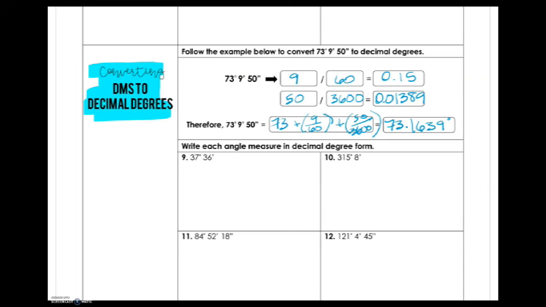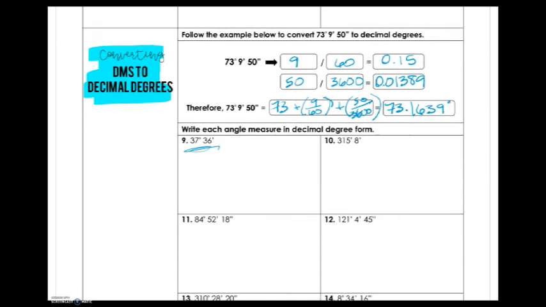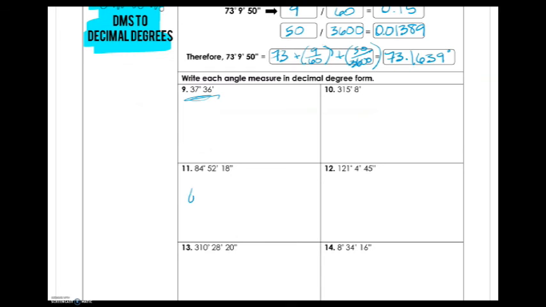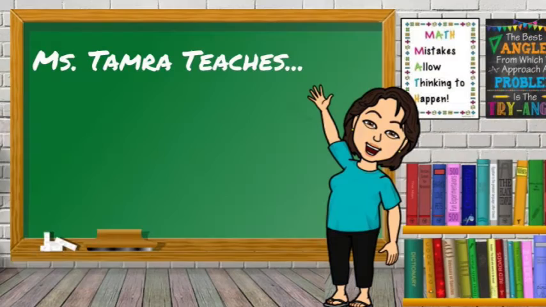So I'm going to go ahead and do one more with you. Keep in mind that in this one, for example, you only have degrees and minutes, so you only need to do the 36 minutes divided by 60. You don't have any seconds. In this one, if I were putting it in my calculator or just writing it out for myself to remember what I need to do, I have 84 plus 52 over 60 plus 18 over 3,600. And then you calculate to get your answer, which is 84.8717. And you can go ahead and give these a try, and then you are done.